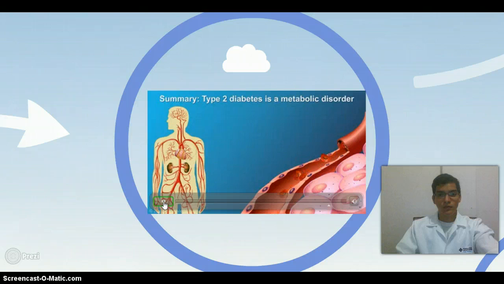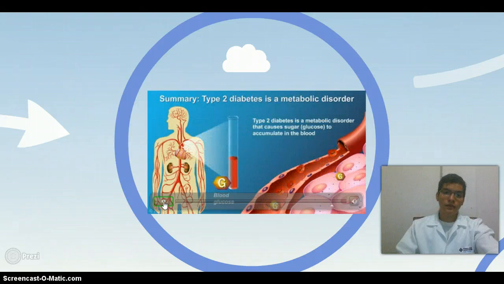In summary, type 2 diabetes is a metabolic disorder. It causes sugar, in the form of glucose, to accumulate in the blood rather than being used as fuel for the cells in our body.